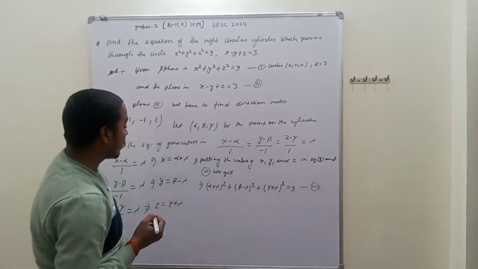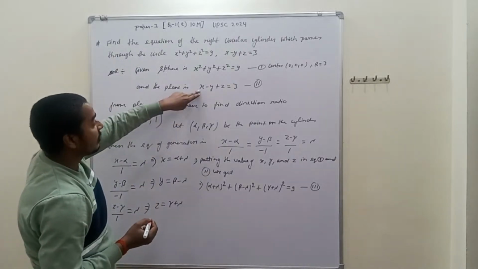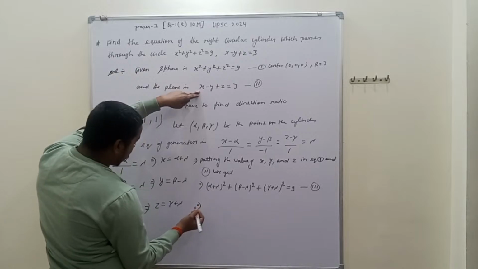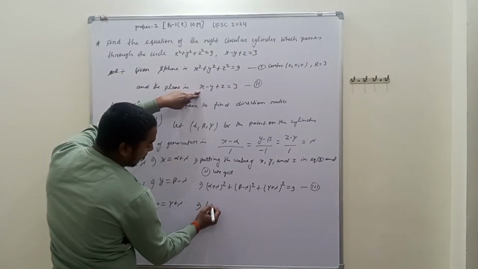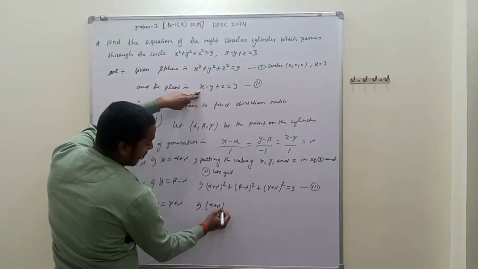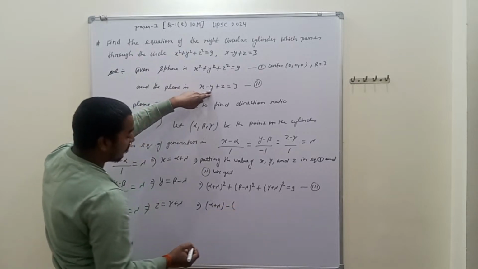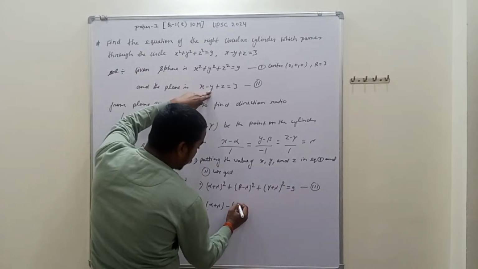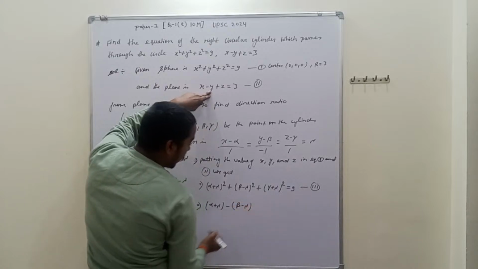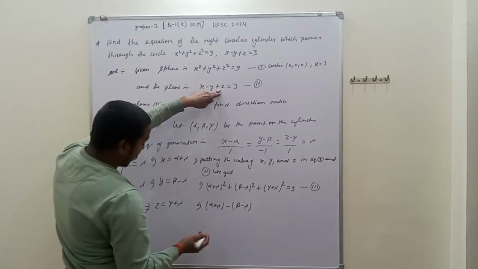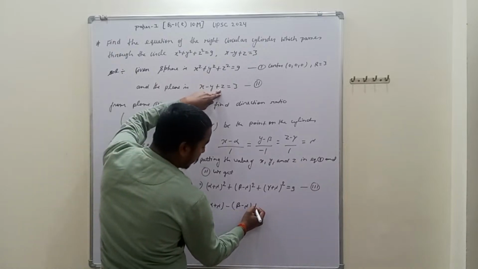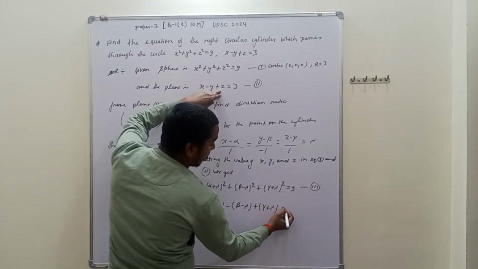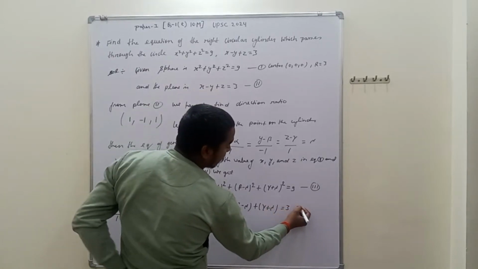Further we put the values of x, y and z in equation 2, that is in place of x we put alpha plus lambda, minus in place of y we put beta minus lambda, and in place of z we put gamma plus lambda is equal to 3. Let this be equation fourth.